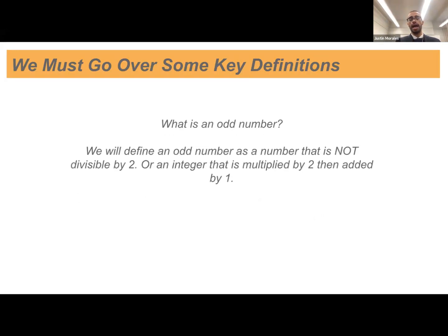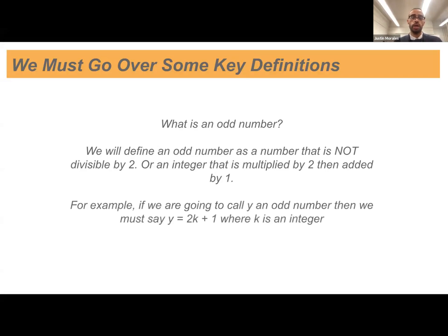So then what is an odd number? We will define an odd number as a number that is not divisible by 2, or an integer that is multiplied by 2, then added by 1. So if we're going to call y an odd number, then we must say y equals 2k plus 1, where k is an integer.